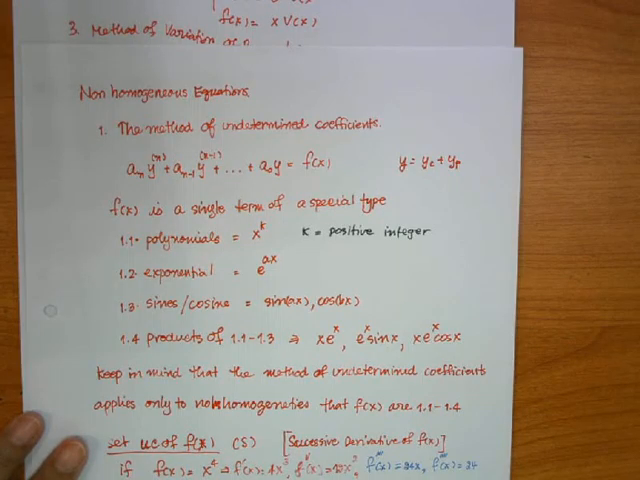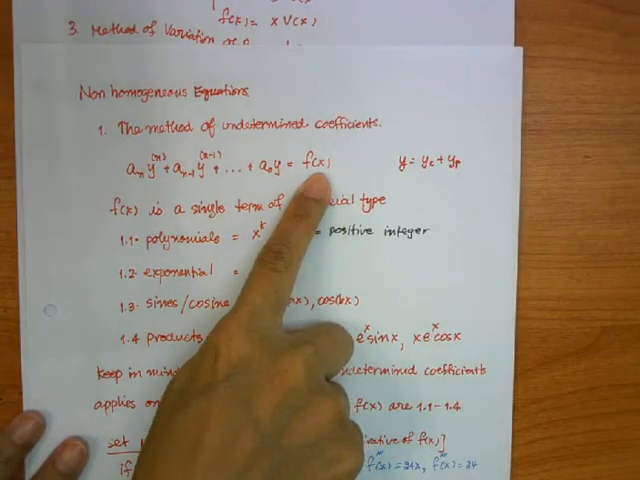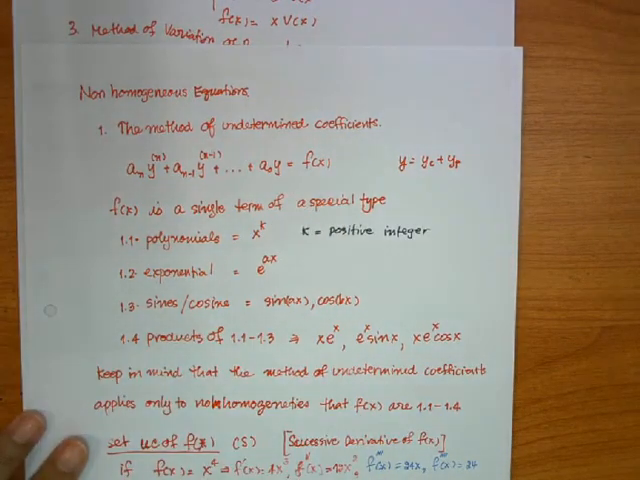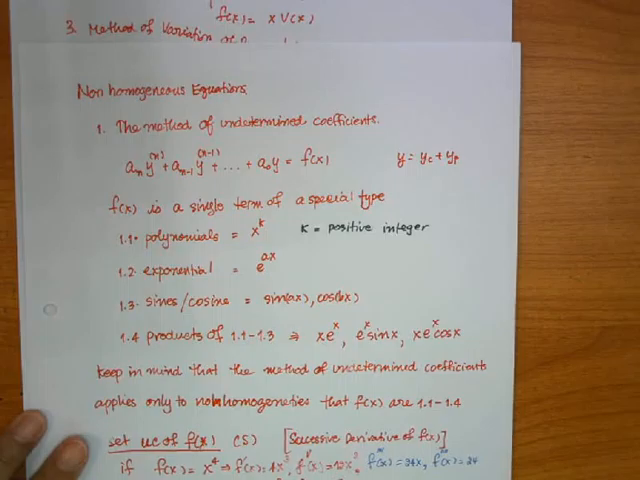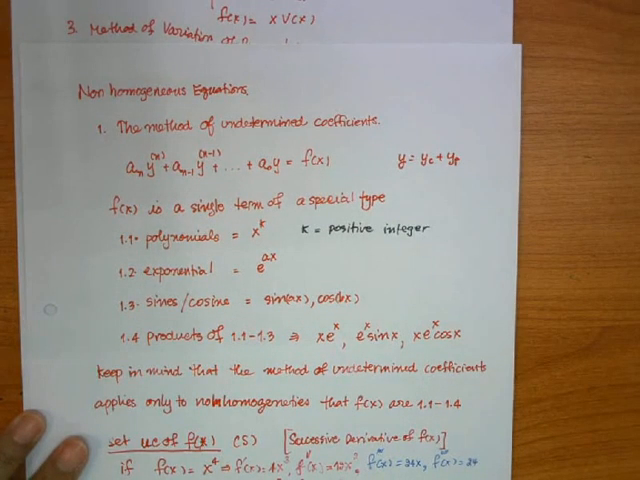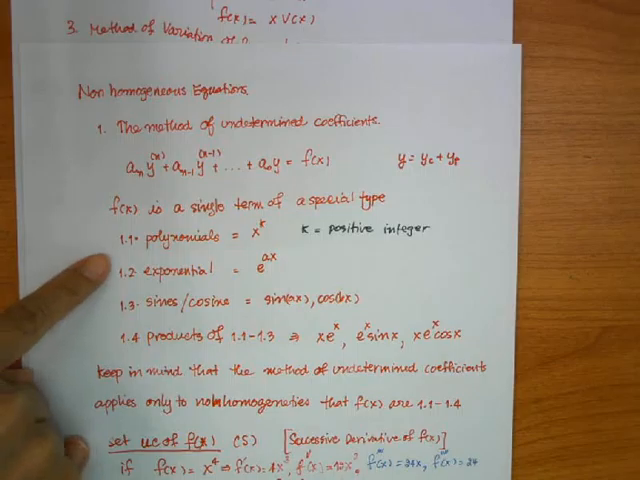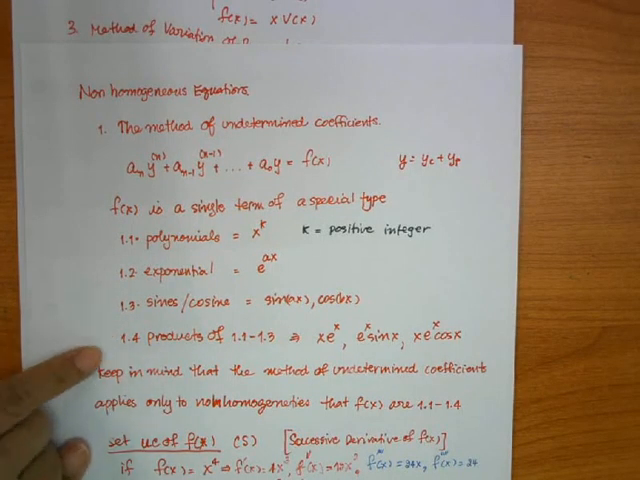So if your f(x) is ln x, can you use this method to find yp? No, we can't, because ln x is not in category 1, not in 2, not 3, and not 4.